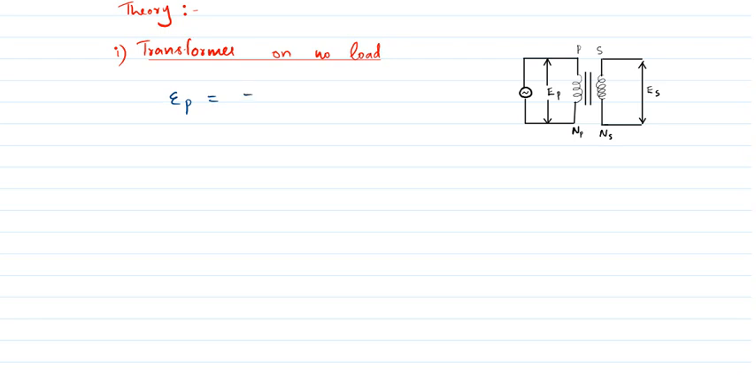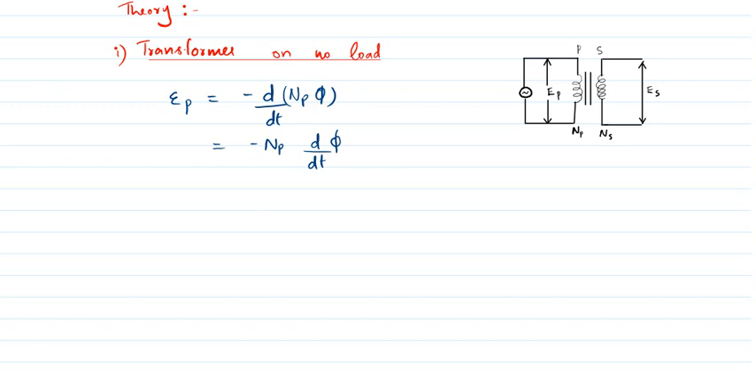So minus d by dt of flux lines in the primary. It depends on the number of turns too. So N_P and phi. So this is the equation. We can write it as minus N_P. The number of turns will be a constant, so change will happen to the flux lines only. So minus N_P into d phi by dt.